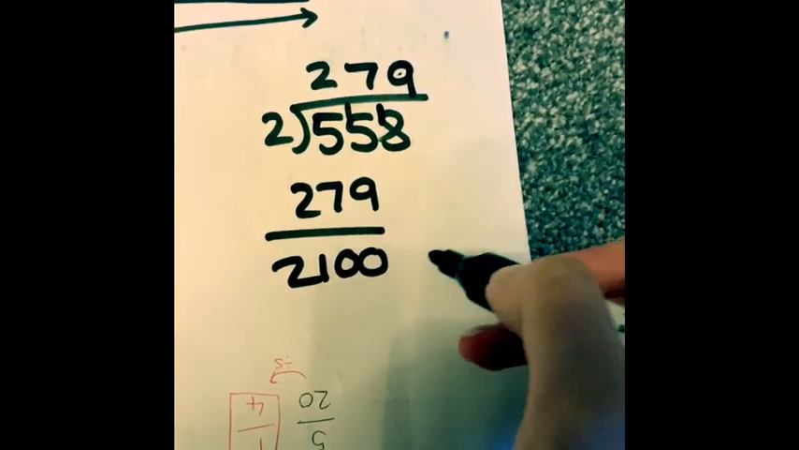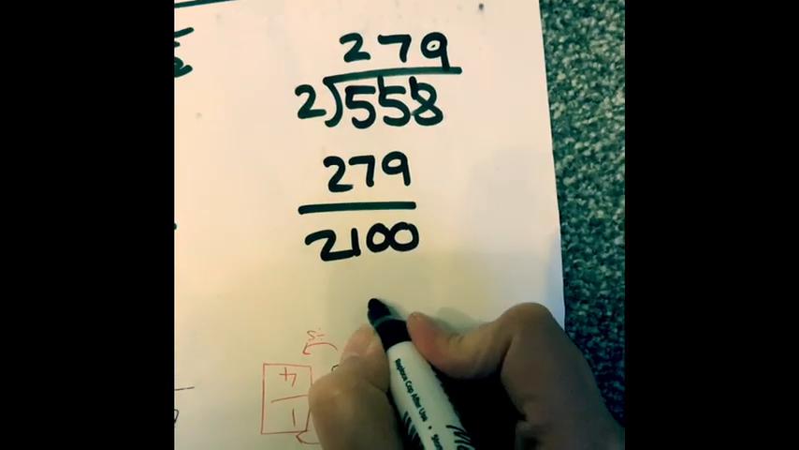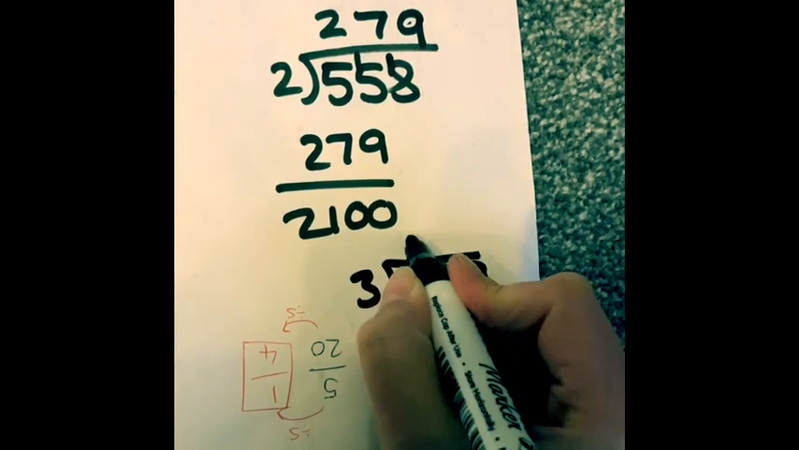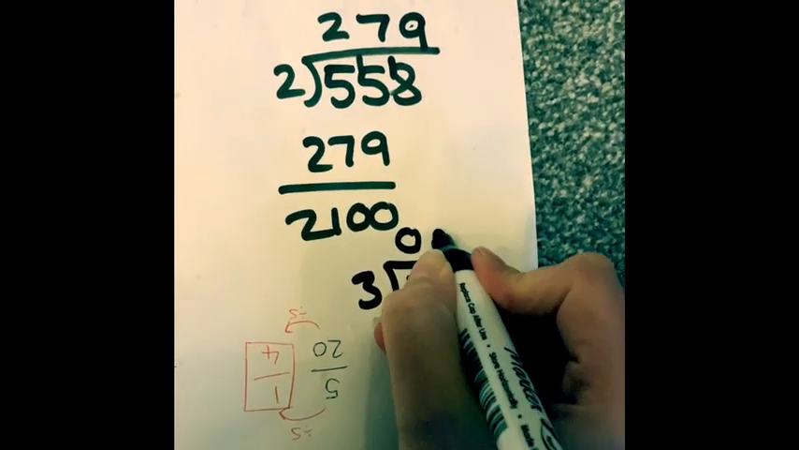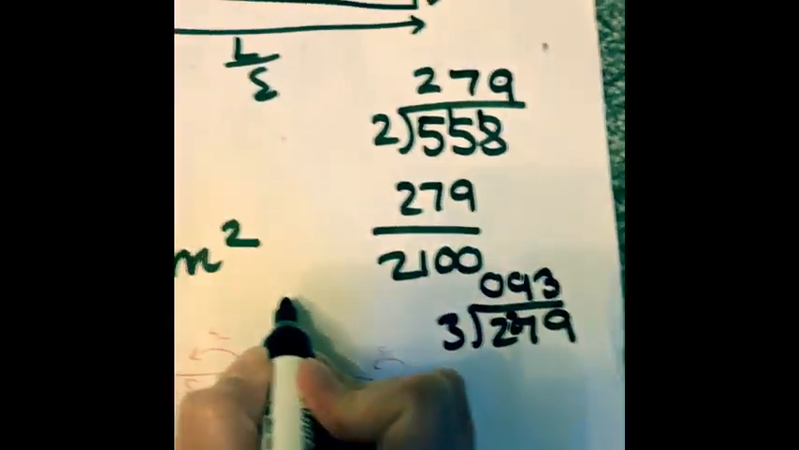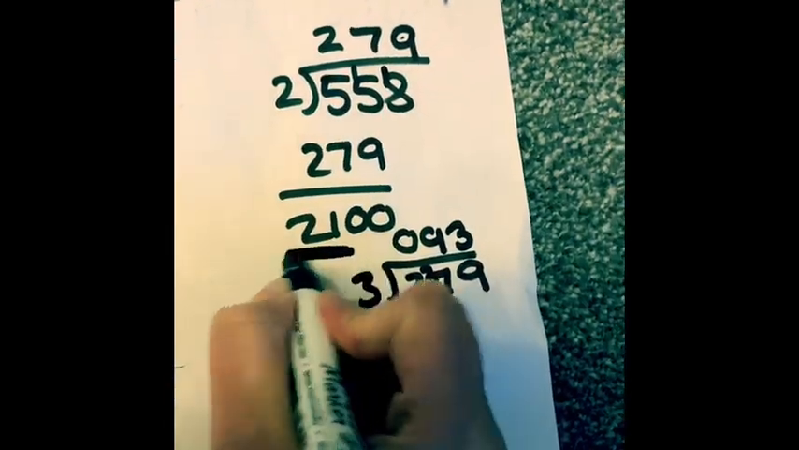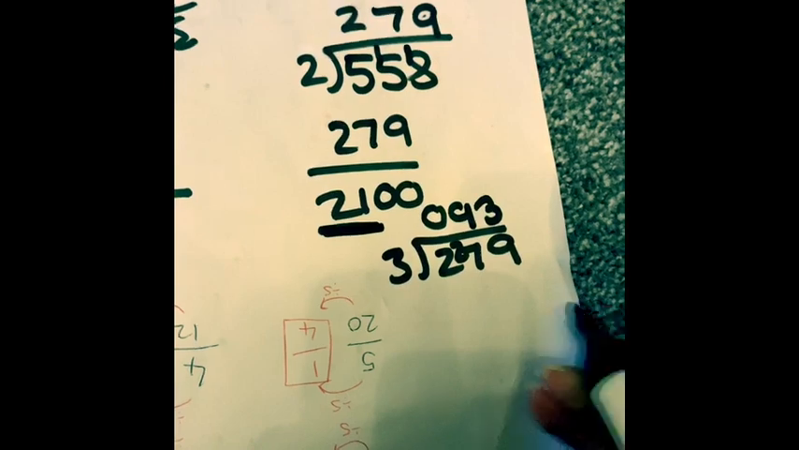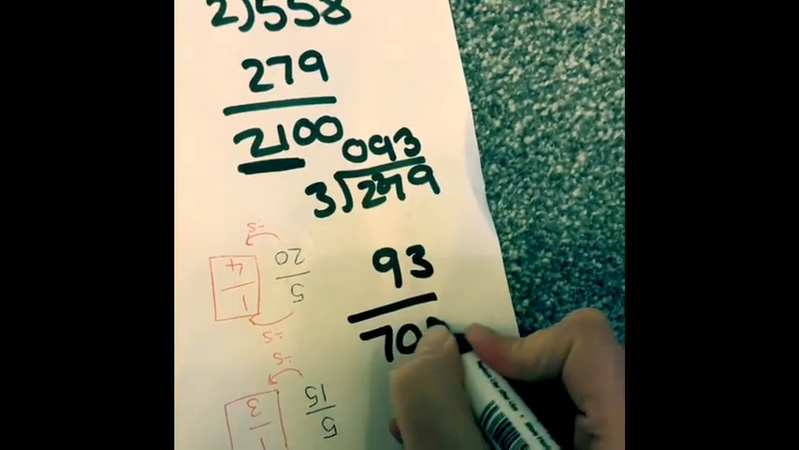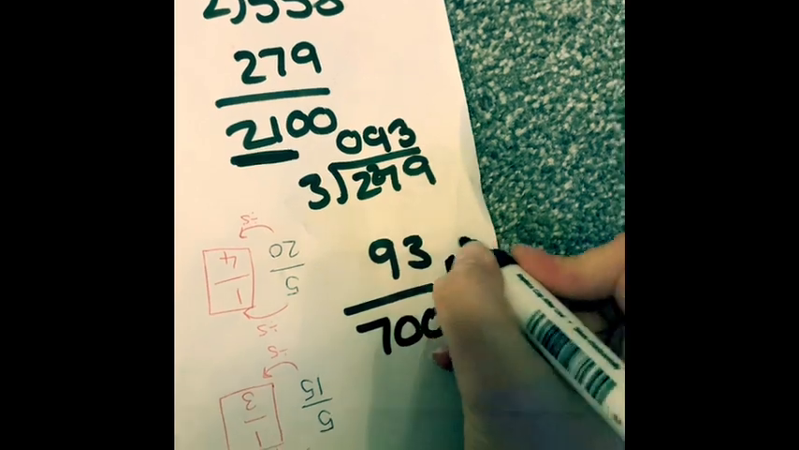I can see from that though that I could probably divide it by 3. So again, I'd use bus stop. That would be 0, that would be 9, that would be 3. And then if I look at this one, I could divide that by 3 and that would give me 700. So my answer is 93 over 700 metres squared.